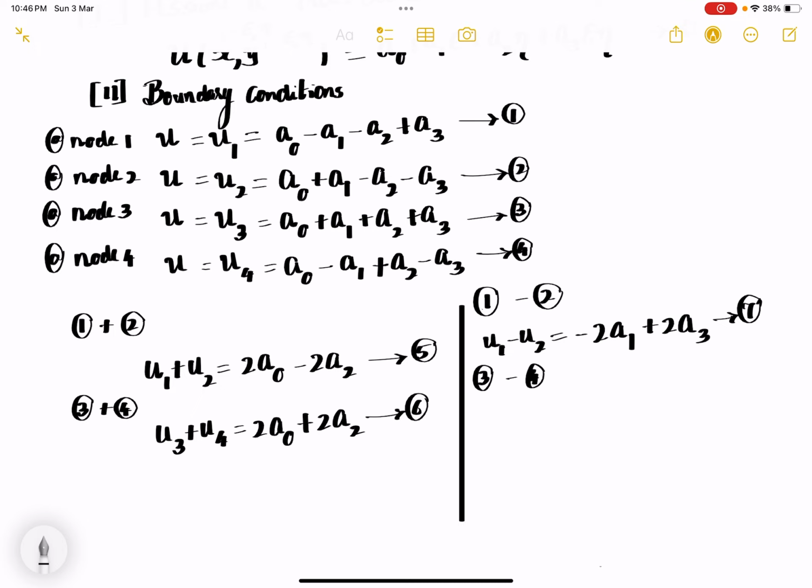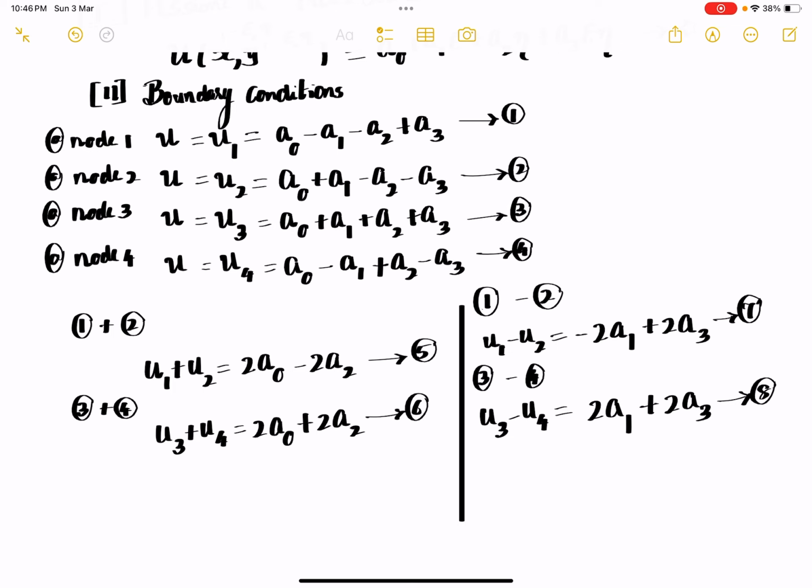So let me subtract equation number 3 and 4. You get u3 minus u4 is equal to 2a1 plus 2a3. Okay, so this is what you will be getting if you subtract equation number 3 and 4. I'll call this equation number 8.